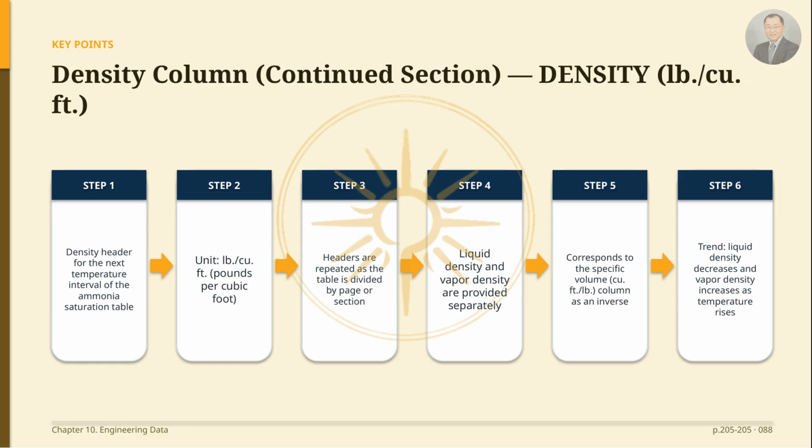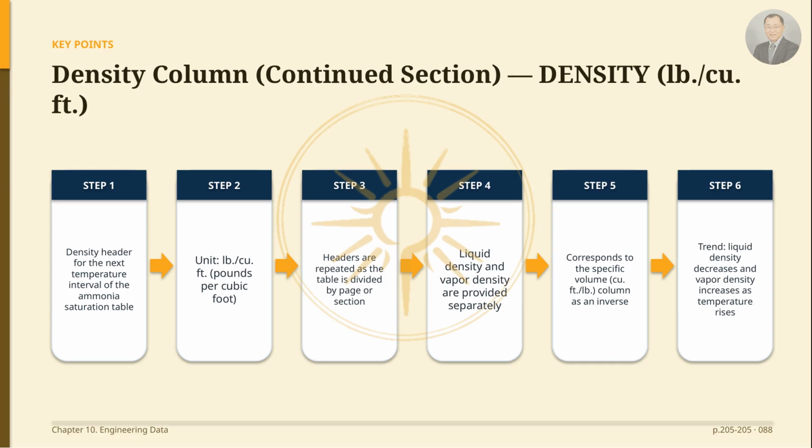As the ammonia saturation table we saw previously continues into the next temperature range, I'd like to introduce the density column that appears again. The unit in the header remains LB/FT superscript 3. Because such long property tables are divided by page or temperature range, the column headers are repeated.